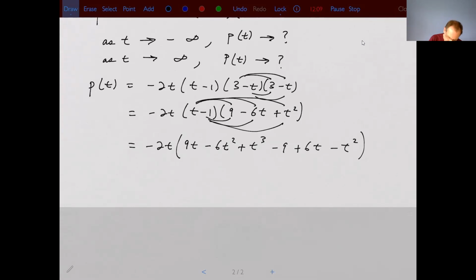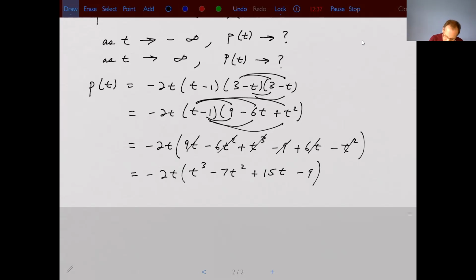Okay, it looks like I can combine like terms a little bit inside. Let me do that. So let's see, I have t cubed, right? That's the only cubed term. And then I have a minus 6t squared, a minus t squared. So that's negative 7t squared. And then I have a 9t, 6t, so plus 15t. And then the constant is a negative 9.